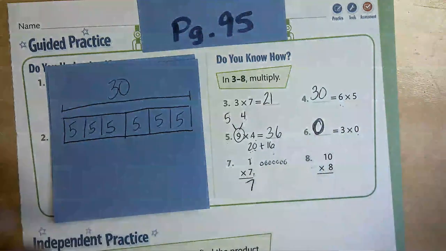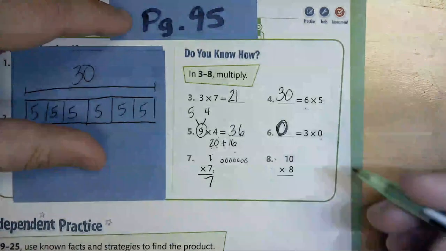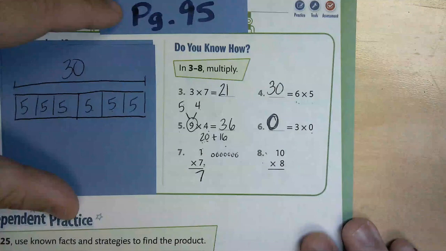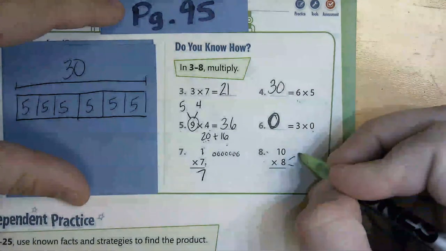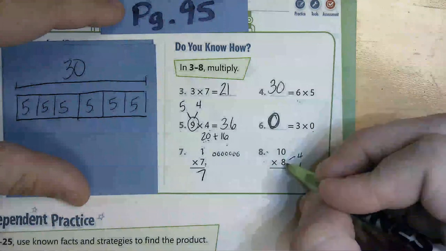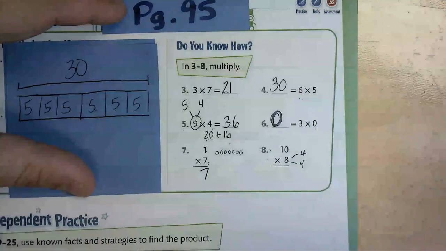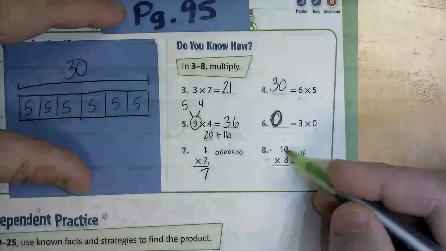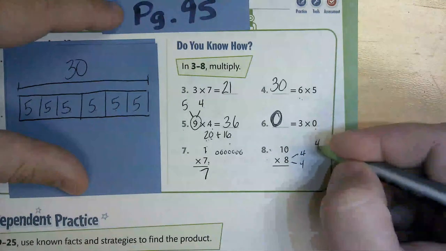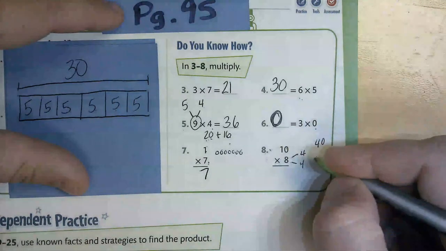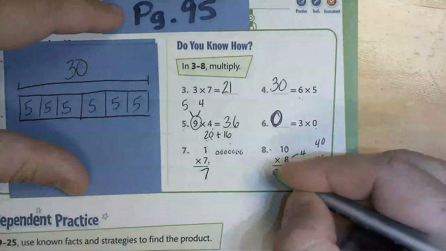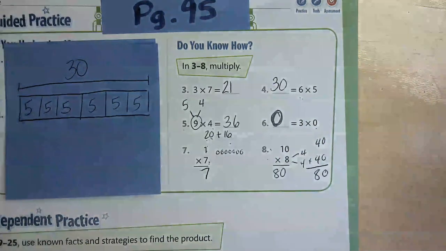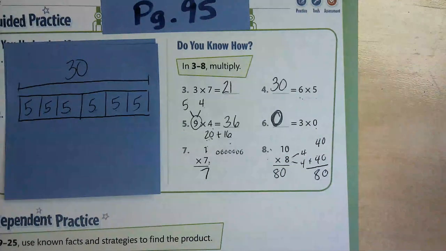All right. Last one that I've got is going to be number 8. And for number 8, I'm going to go ahead and break my 8 into a doubles fact, which is 4 and 4. So 4 plus 4 will give me that 8. And then I can do this a little easier. 10 times 4 is 40. 10 times 4 is 40. When I add those together, my total is 80. So 10 times 8 equals 80.